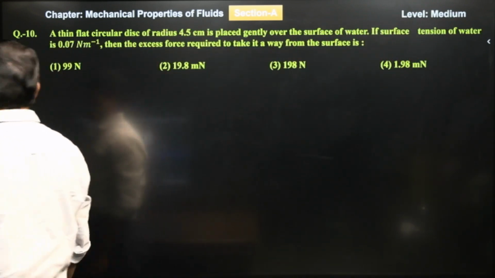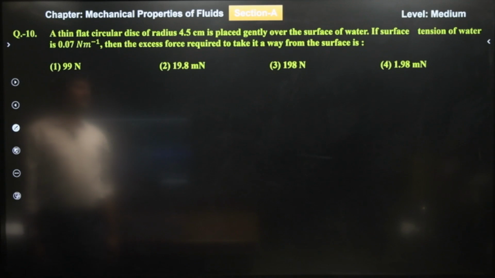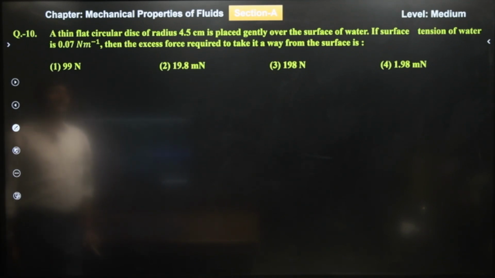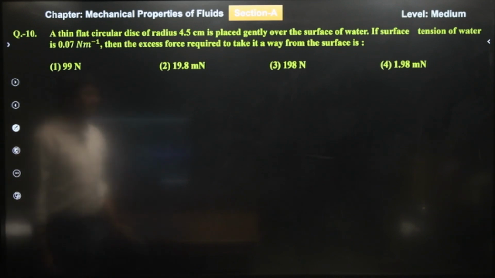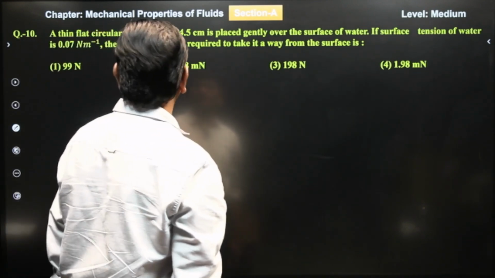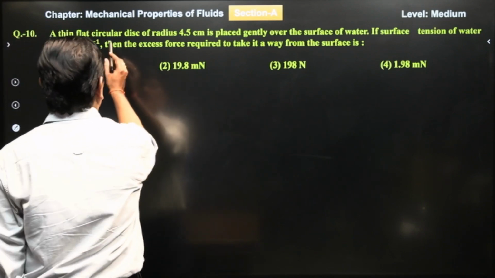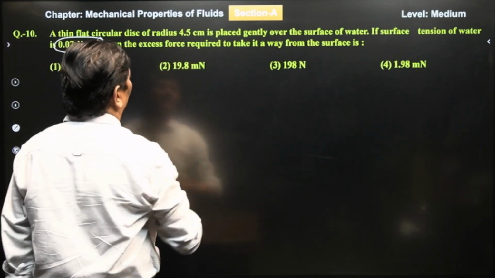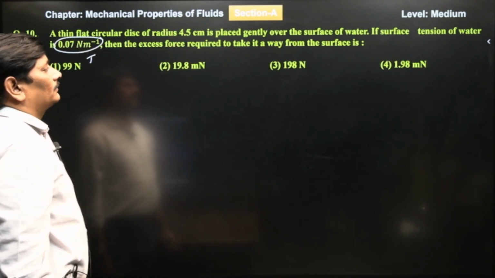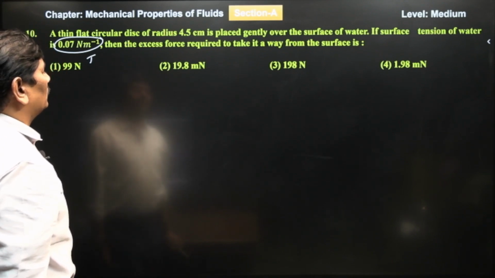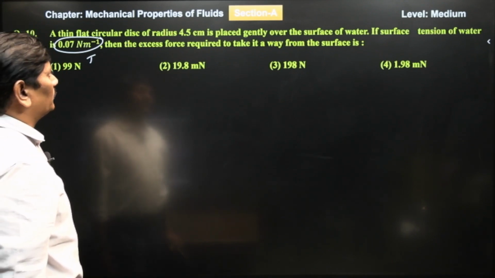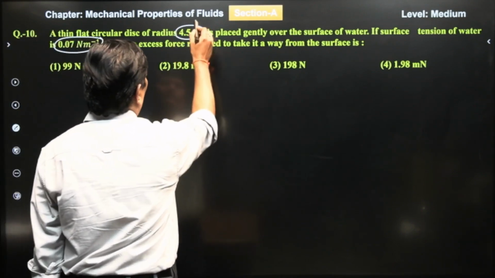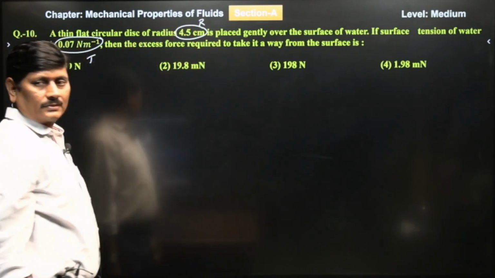The next question is related to surface tension, mechanical properties of fluids. It's a direct formula question. A thin flat circular disc of radius 4.5 centimeter is placed gently over the surface of water. If the surface tension of water is 0.07, we consider surface tension as capital T. Then what is the excess force required to take it away from the surface? We are given the radius, capital R, 4.5 centimeters.